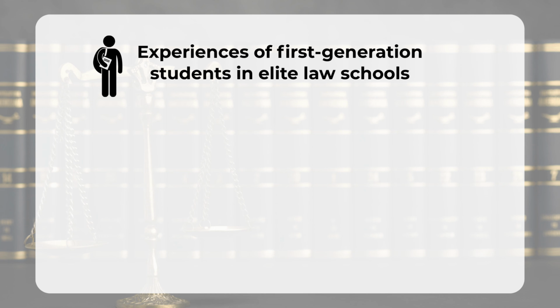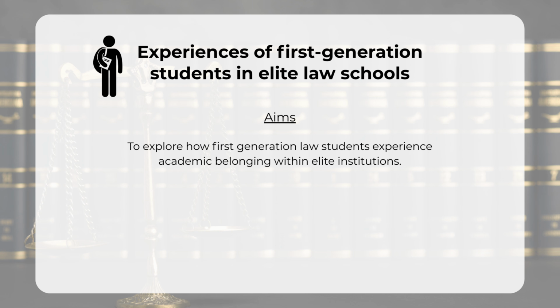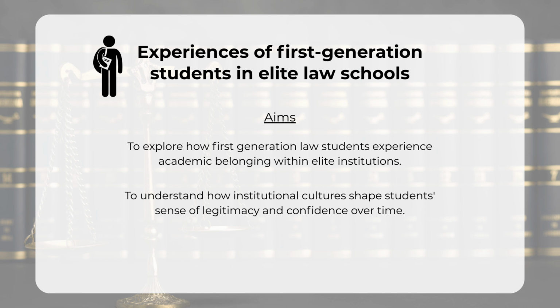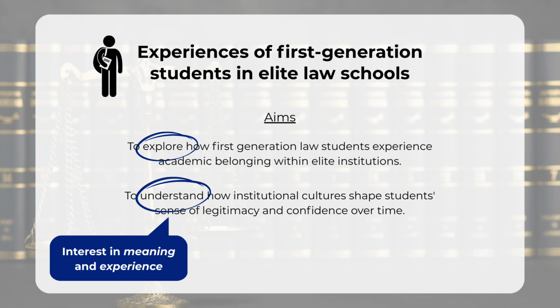For example, imagine a qualitative study exploring the experiences of first-generation students in elite law schools. A set of aims might look like this: to explore how first-generation law students experience academic belonging within elite institutions. To understand how institutional cultures shape students' sense of legitimacy and confidence over time. Notice the verbs here: to explore, to understand. These reflect an interest in meaning and experience.